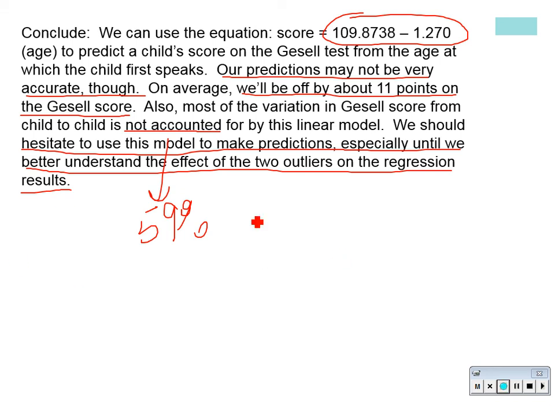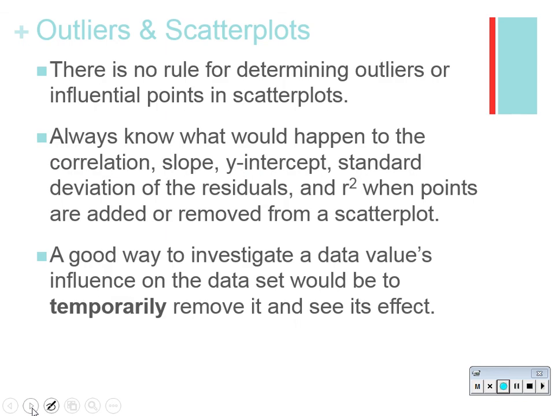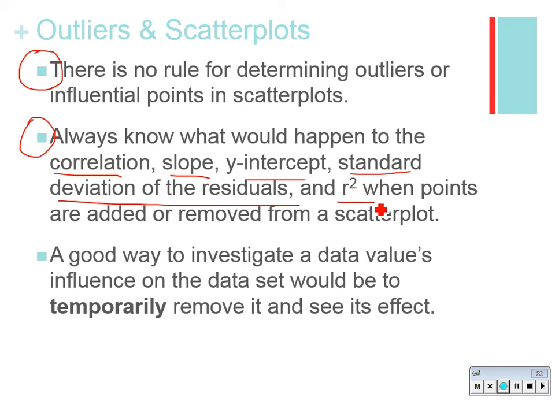So that's just a quick example of a scatter plot problem involving the four-step process and some of the things that you want to speak to in that four-step process. A couple of points here at the end. One is there's no rule for determining outliers or influential points in a scatter plot. What you want to do is take away the points and recalculate the correlation value just to see what effect it has. Always know what would happen to the correlation, the slope, the y-intercept, the standard deviation of the residuals, and the r-squared value when points are added or removed from the scatter plot.